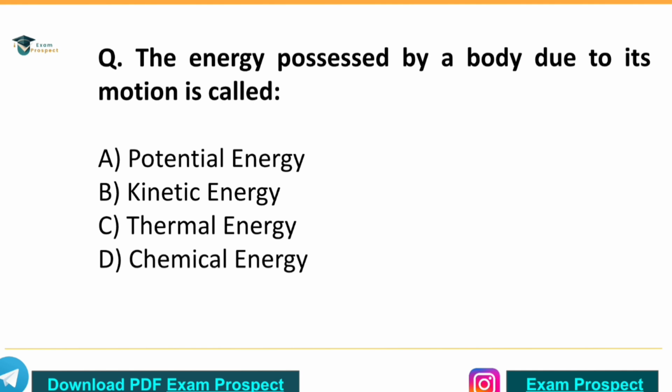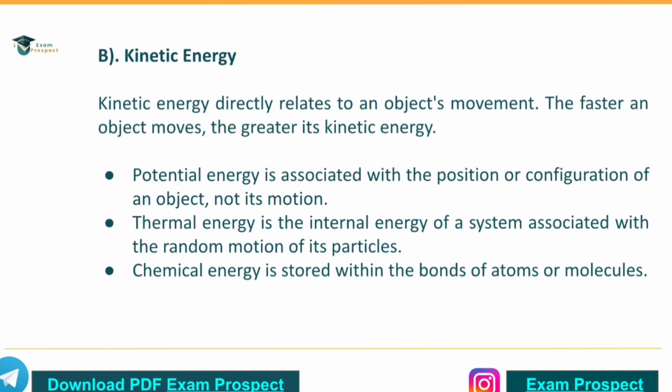The energy possessed by a body due to its motion is called? The correct answer is option B, kinetic energy. Kinetic energy directly relates to an object's movement. The faster an object moves, the greater its kinetic energy. And potential energy is associated with the position or configuration of an object, not its motion.